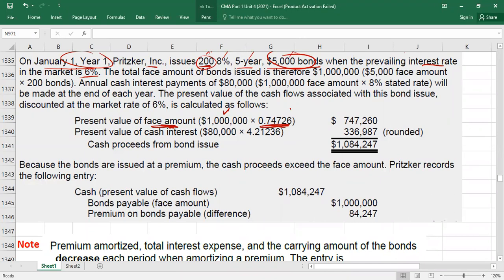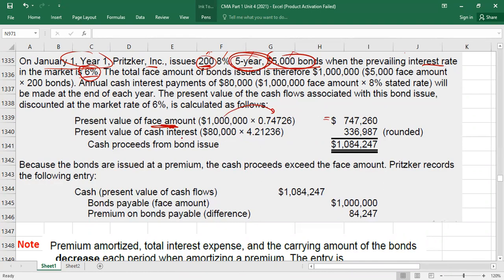And from where will you look up the present value factor? Present value of $1 table. And what is the market rate? 6%. Go to that table. Look at 6% for how many years? 5 years. You will find the factor there. Once you multiply the face value with this factor, you will get the present value of the face value.